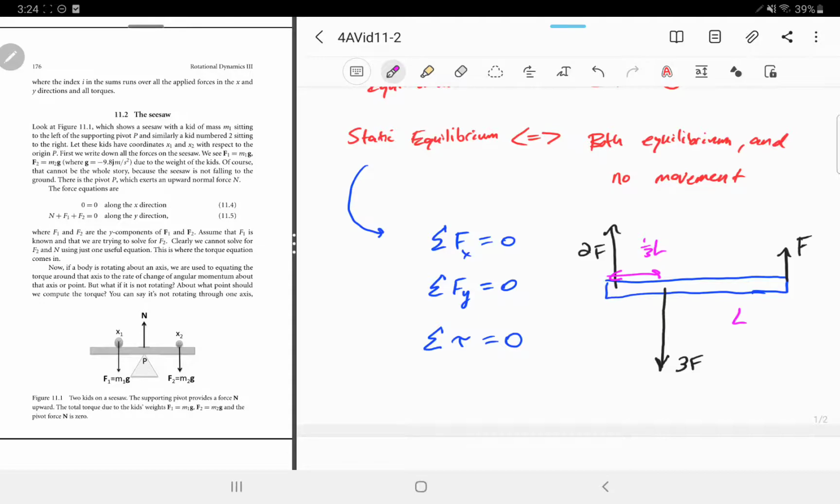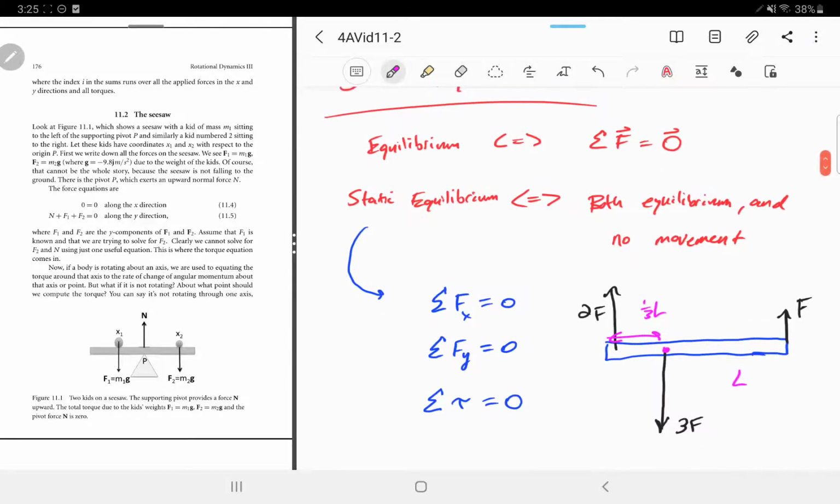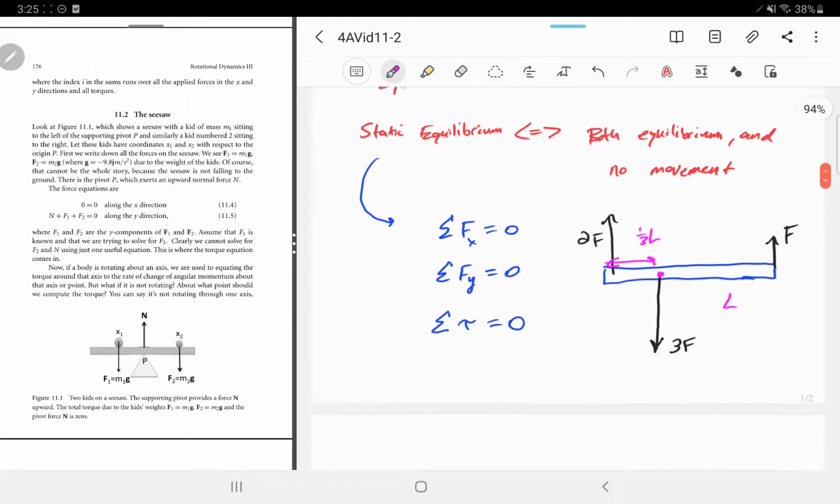That has to be the position of this third force, where the third force is applied, in order for the sum of the torques to be 0 about any pivot point. So the force of magnitude 3F downwards could have been applied anywhere on the rod for the sum of the forces to be equal to 0. But in order for both equilibrium and no movement, that requires this third condition to be true, and that requires a particular placement of where that third force needs to be. Okay, so this is the flavor of problems that we're going to do in this section.